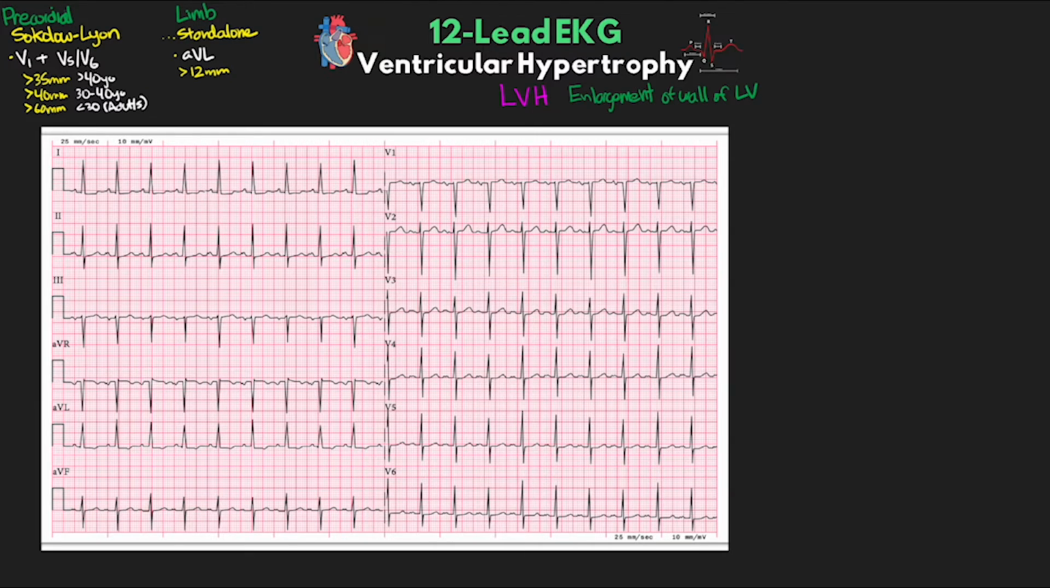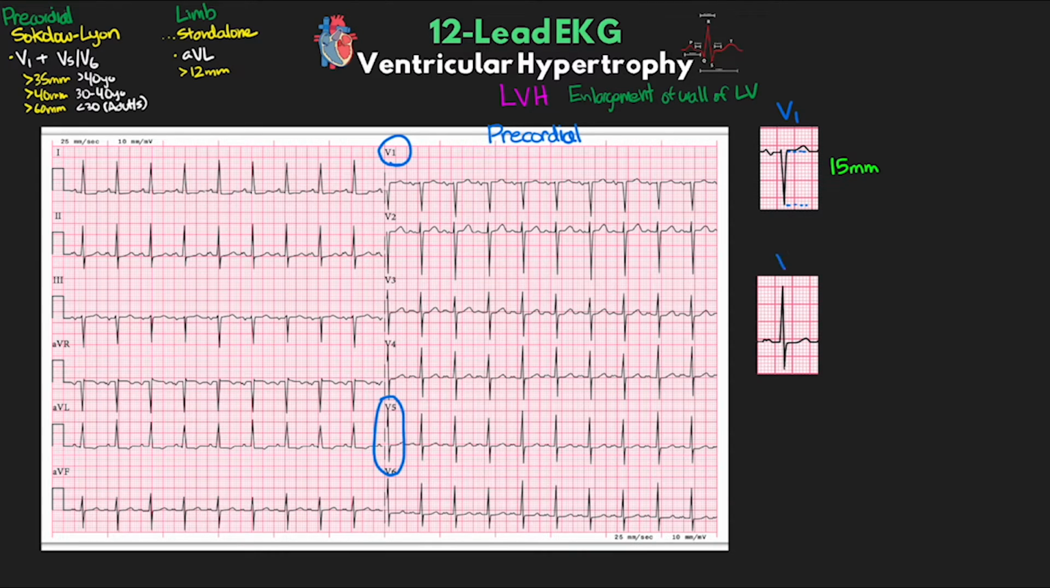And so to start off, we need to take a look at our precordial leads, V1, and then either V5 or V6. Looking at the voltage or the height of the S wave in V1, if we count up from our isoelectric line down to the bottom of our S wave, we can see that we have 15 millimeters. And so now if we look at lead V5 and V6, it is pretty close, but I do think our biggest wave can actually be found in V5.